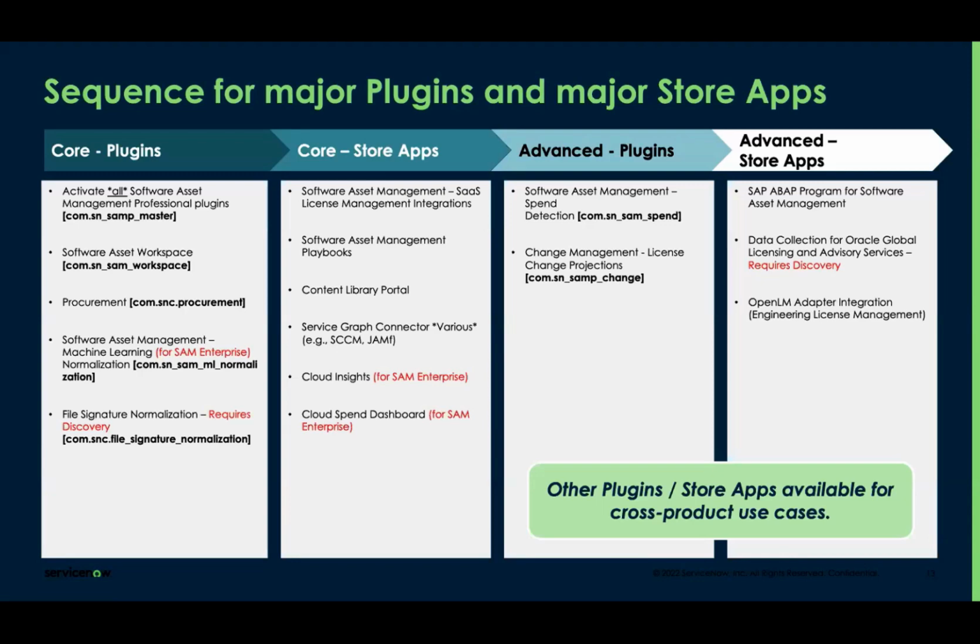Now, for certain plugins, you do have to create HI tickets. For the first one we're looking at, the master plugin for software asset management, you do have to create an HI ticket to have that enabled. So once everything is done on the licensing side and you've gotten the instance, you'll want to create an HI ticket to get the master plugin enabled. So there are some plugins that do require an HI ticket.